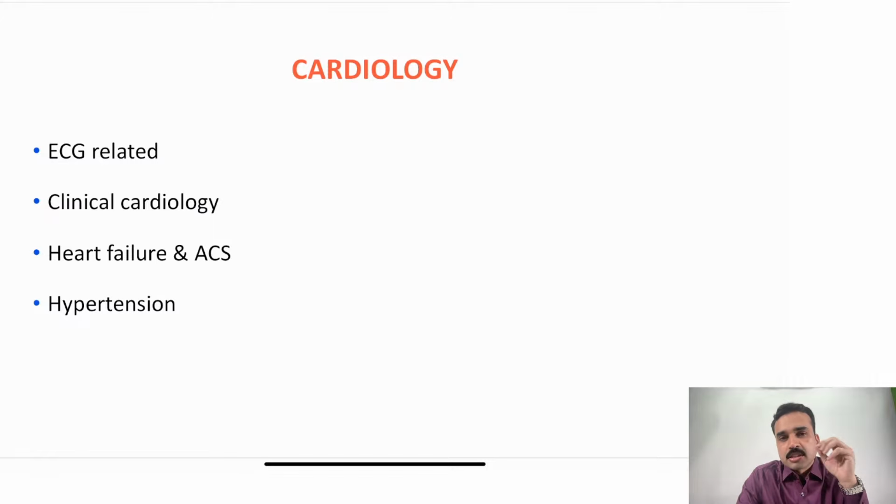So ECG based questions are something that you need to expect, apart from other clinical cardiology questions also. Mitral stenosis based and murmur based questions are very frequently asked in INI. So if you're preparing for INI, which is next month, you need to be aware of ECG and clinical cardiology based questions.